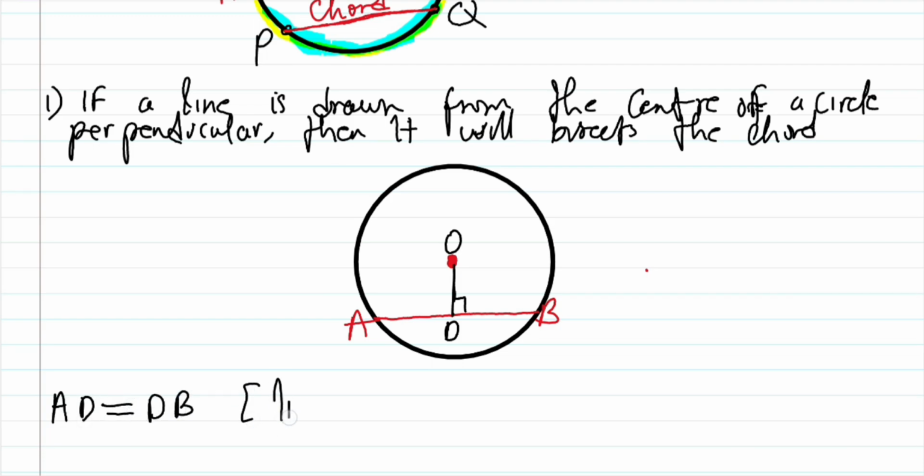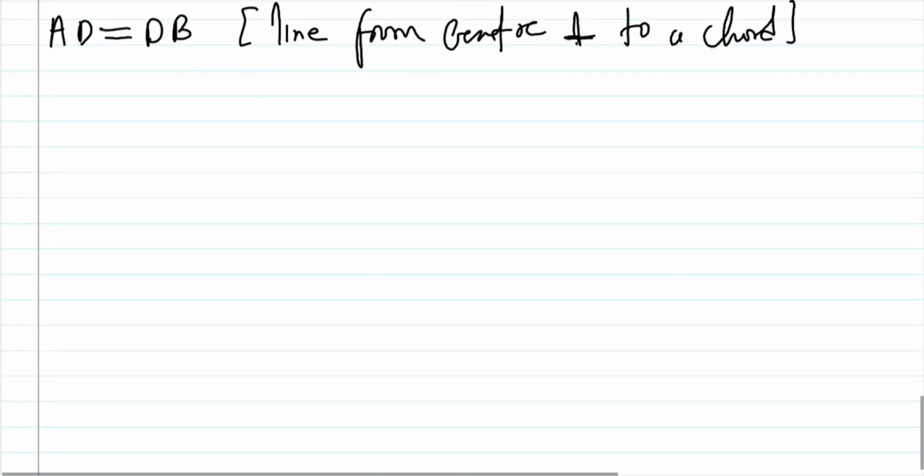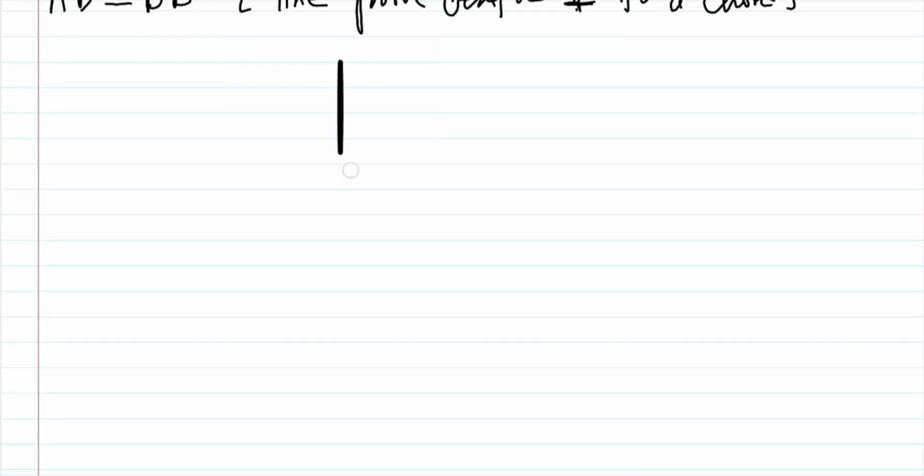The reason for this is that we have a line from the center that is perpendicular to a chord. So if a line is drawn from the center perpendicular to the chord, that line will also bisect the chord. That's what this theorem says. Let us try to do some questions using this theorem.